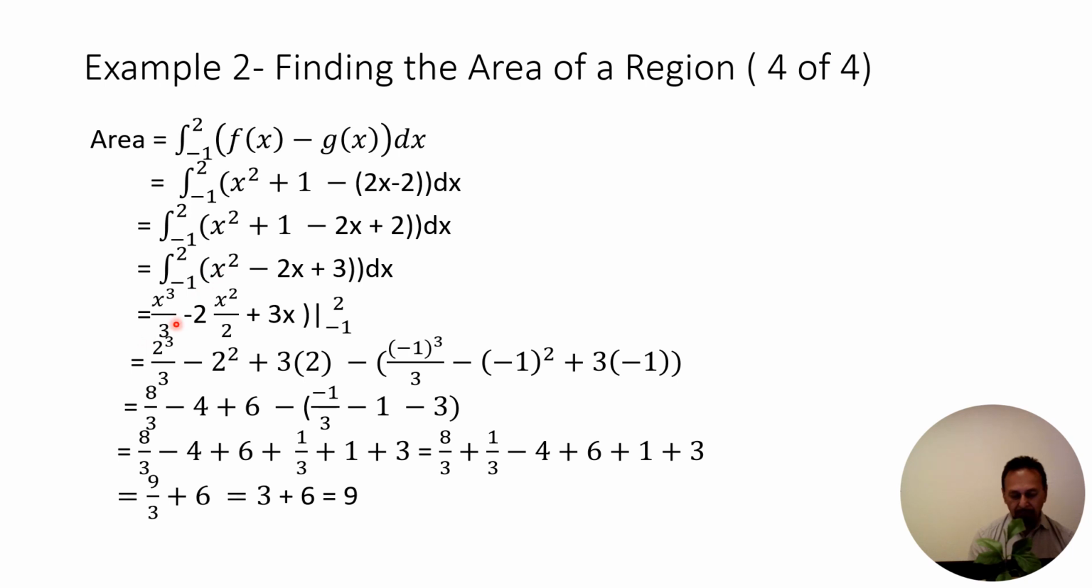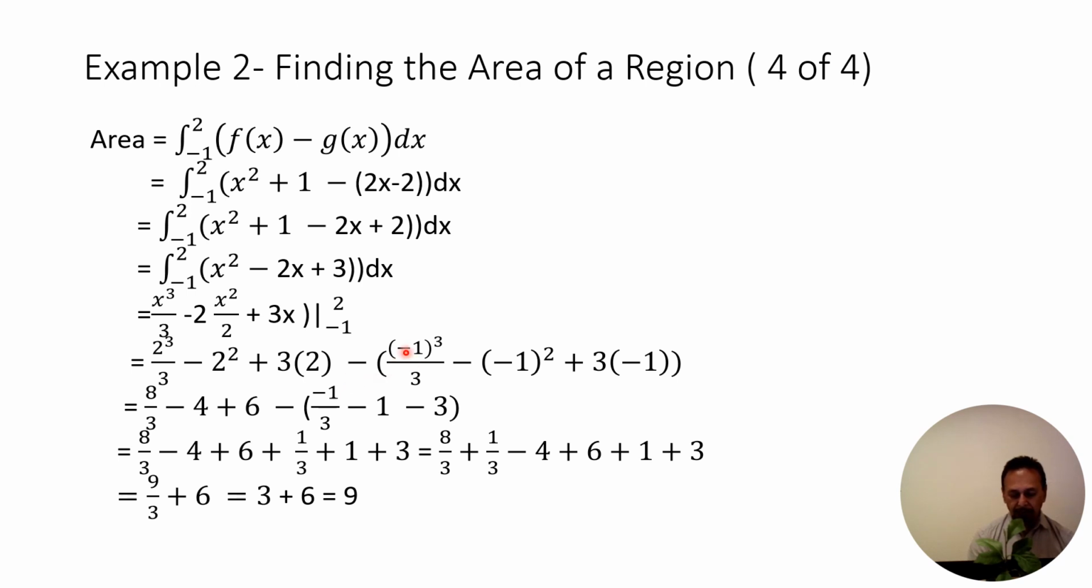cubed over 3, you add 1 to 2, then x squared over 2, and then the integral of 3 is 3x. And now you have to substitute from -1 to 2. Okay? So first you're going to substitute 2 in this one. So we get 2 cubed over 3 minus 2 squared plus 3 times 2, and then you have to subtract.